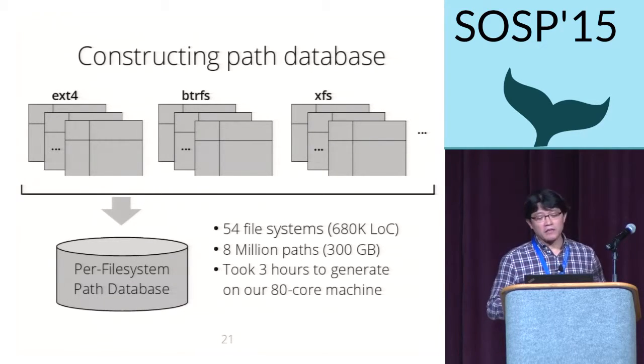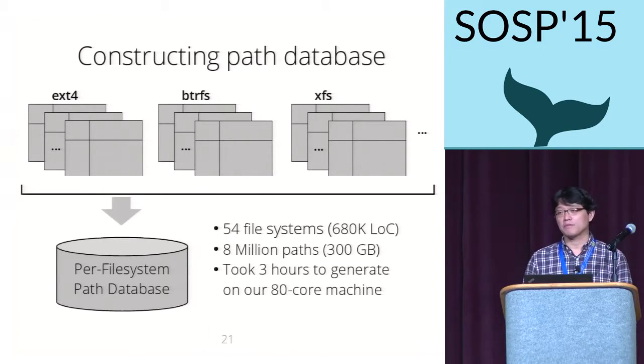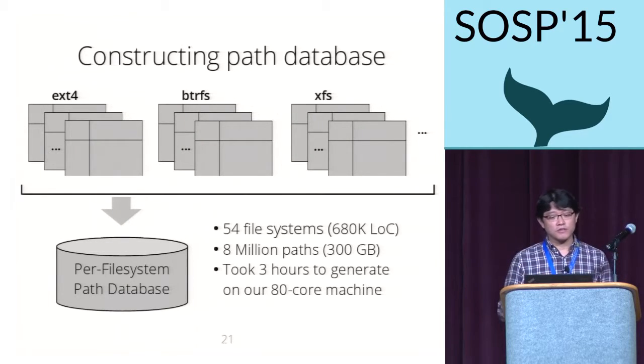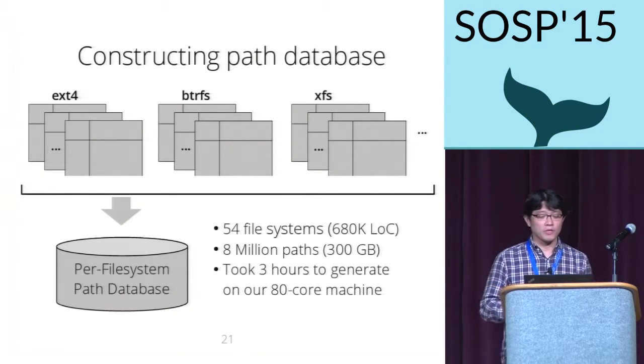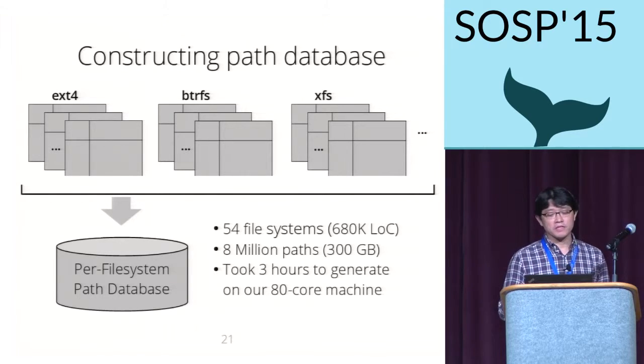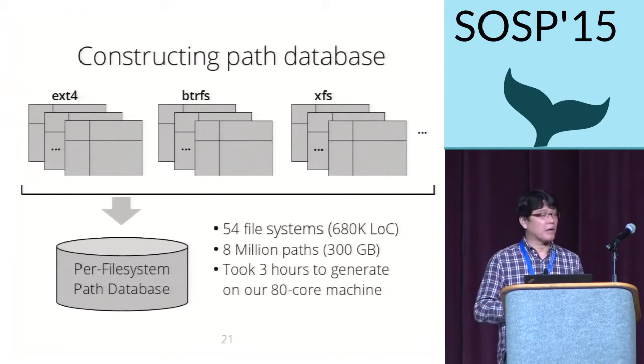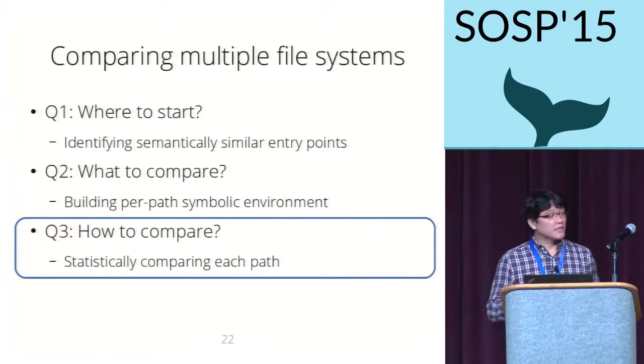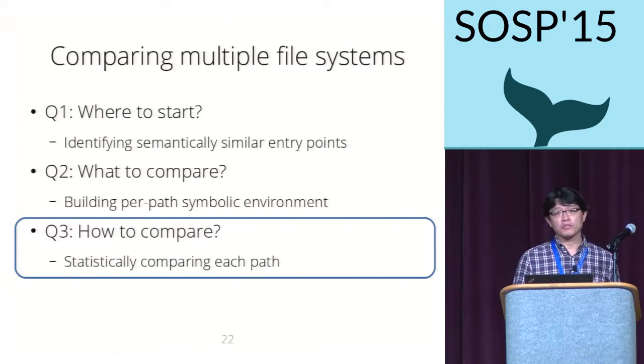In this work, we analyzed 54 Linux file systems, which are composed of 680,000 lines of code. It has more than 8 million execution paths, and its size is more than 300 gigabytes. Now we have created the path database, which is composed of the path information. And now it's time to answer how to compare this collected path information.